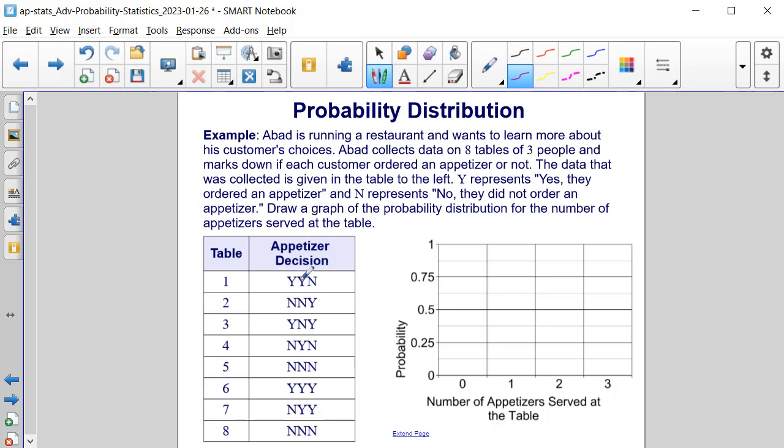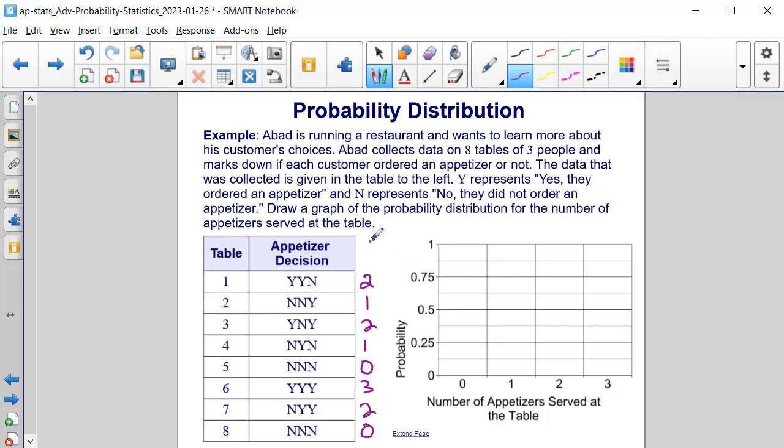All right, so in this first table, we have yes, yes, and a no. So therefore, we can tell that 2 appetizers were ordered at this table. In table 2, it was no, no, and yes, so 1 appetizer was ordered. At table 3, we had a yes, no, and a yes, so 2 appetizers were ordered. In table 4, we had 1 appetizer ordered. Table 5, we had 0 appetizers ordered. At table 6, 3 appetizers were ordered. Table 7, we had 2 appetizers ordered, and table 8, 0.